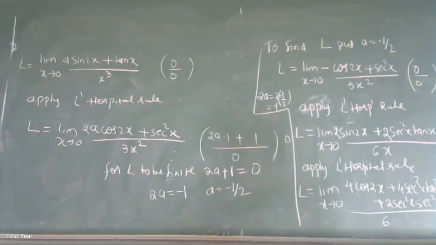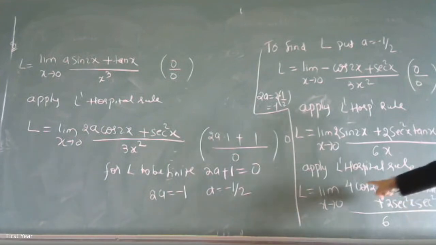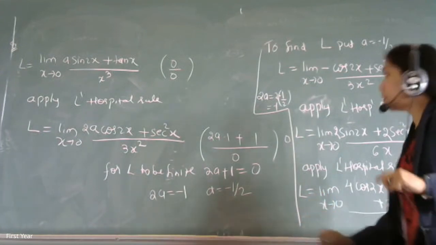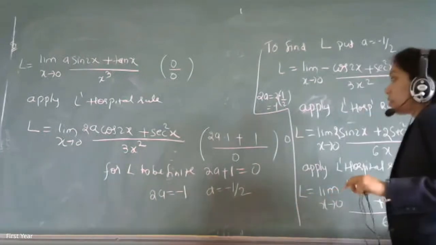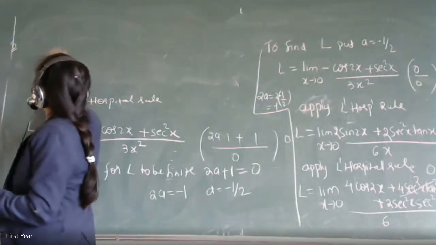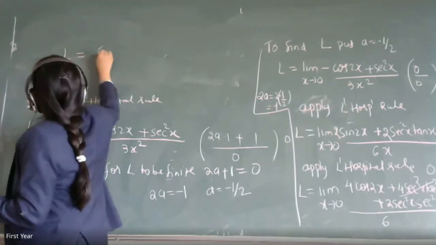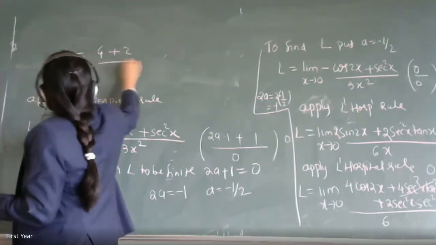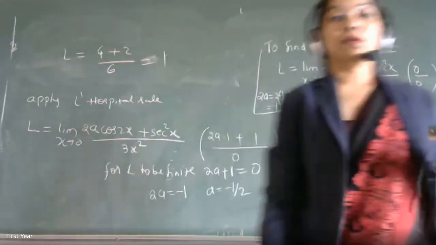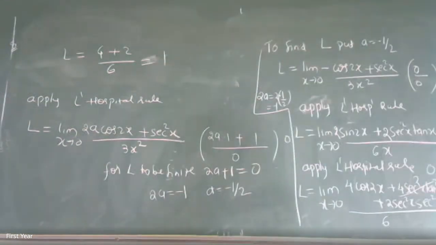Now put x is equal to 0. Middle term is going to become 0 because of tan. First term will become 4 into cos 0. 4 into cos 0 is 1. Plus 2 into sec 0, that is also 1. So L becomes, write it here. Therefore, L becomes 4 plus 2 divided by 6, which is 6 by 6, and that is 1. Clear, everyone? Fine?